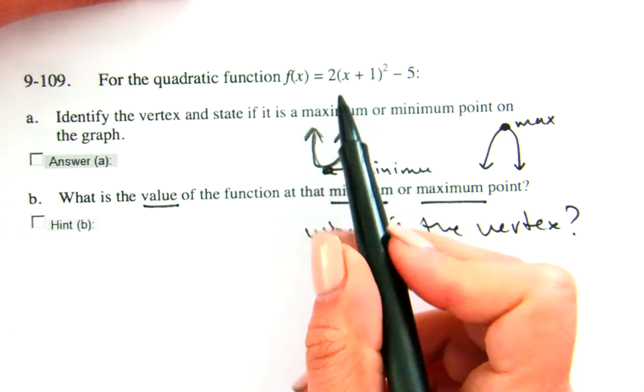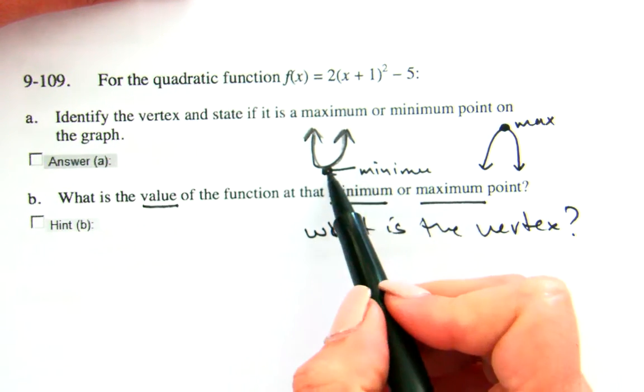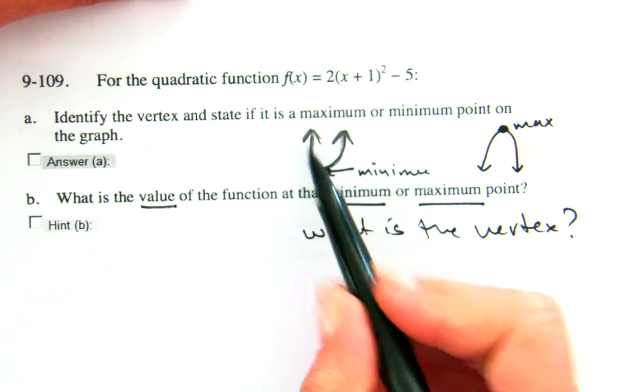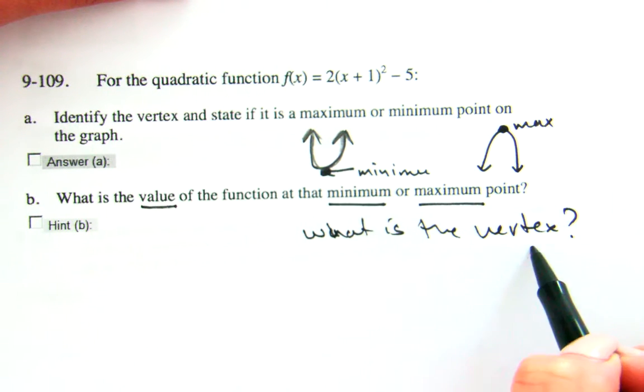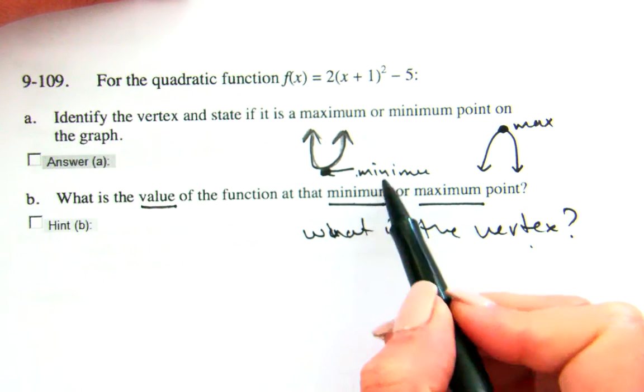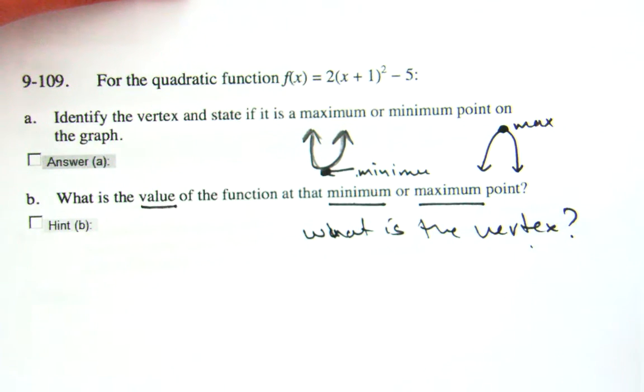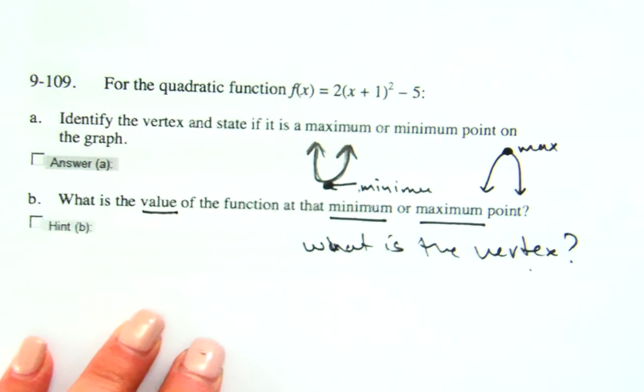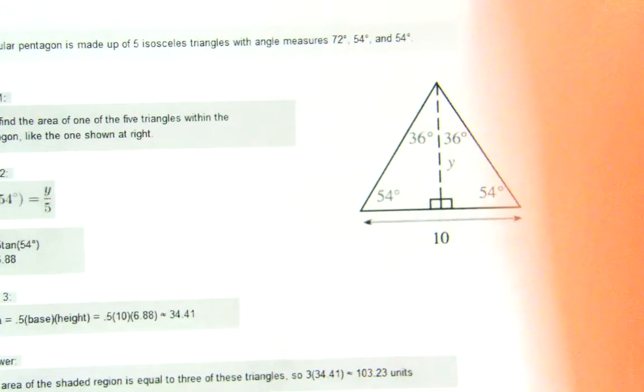That's really what it wants to know. So you have to decide based on this function, does it open up or does it open down? If it opens up, it has a minimum. What is the vertex? What's the minimum? What's the max? What's the vertex? Okay, that was 109. That was fast. Sorry. Okay, 110. It's kind of long, so that's why I needed to breeze through this.